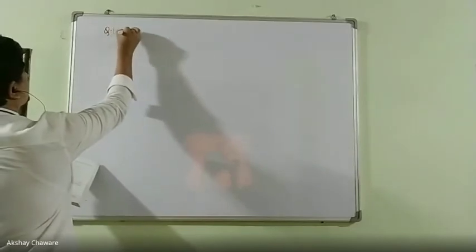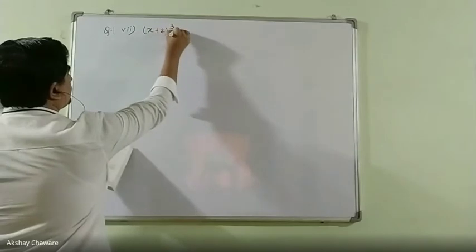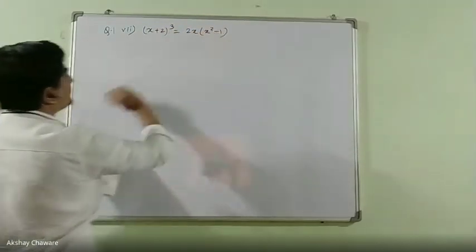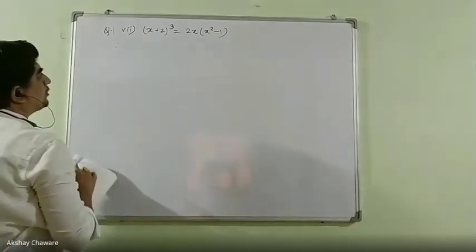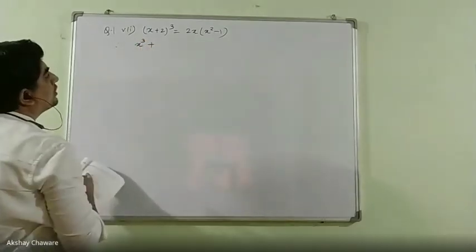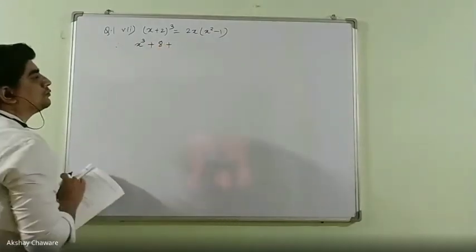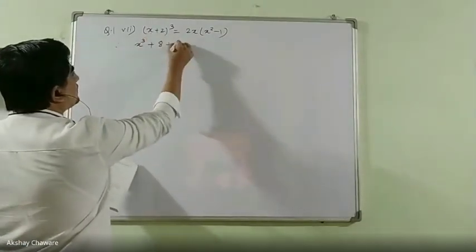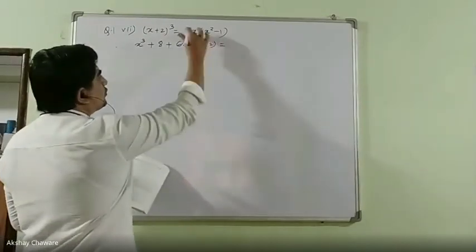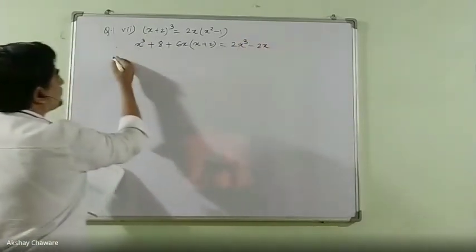See question number 1, 7. x plus 2 whole cube equals 2x into x square minus 1. Here we will use the a plus b whole cube identity. So a cube means x cube, then b cube, which is 2 cube, 8. Then plus 3ab, so 3 twos are 6x into a plus b, that is x plus 2. That equals 2x into x square, which is 2x cube, minus 2x.